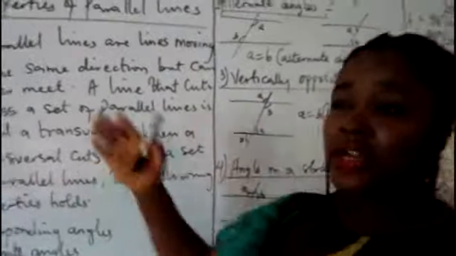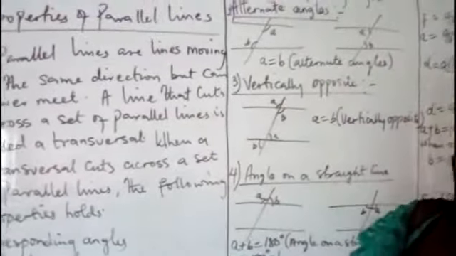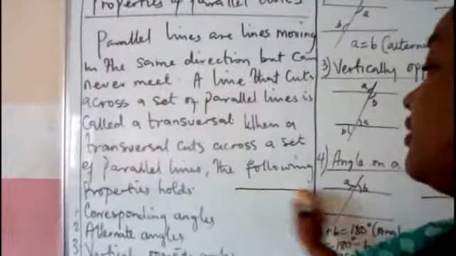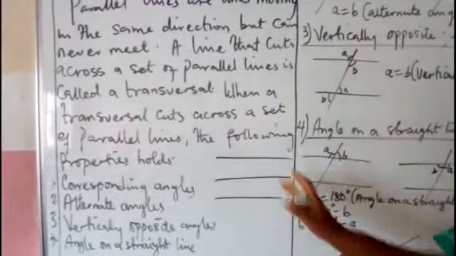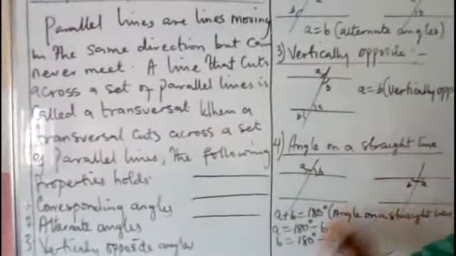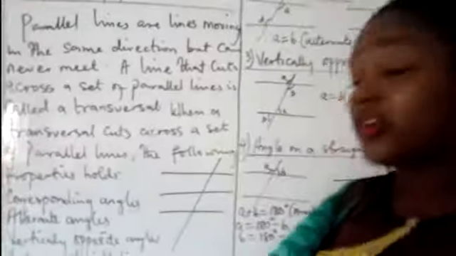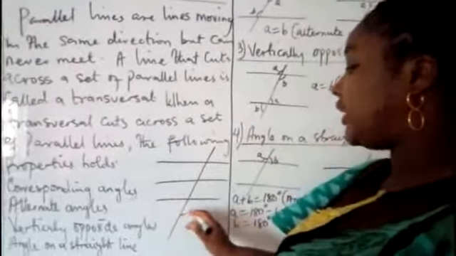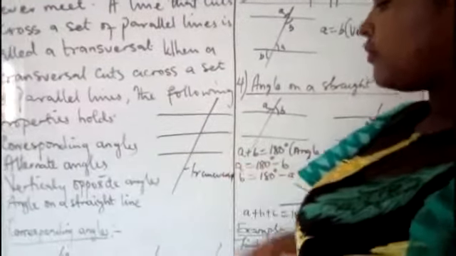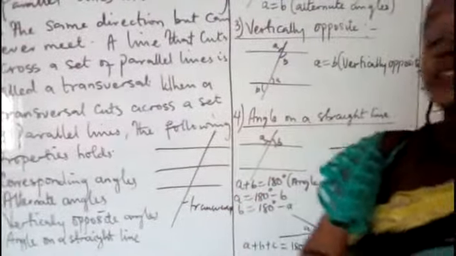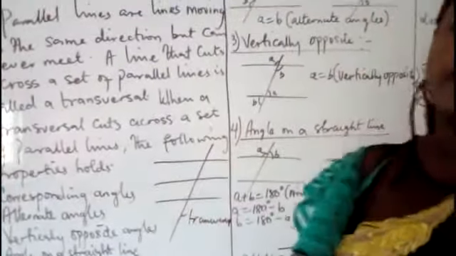That line that cuts across a set of parallel lines is called a transversal. Something like these are parallel lines, they keep moving in the same direction. When you keep moving, they can never meet. When a line cuts across them, this line is what we call a transversal. And when such happens, it gives rise to some properties.